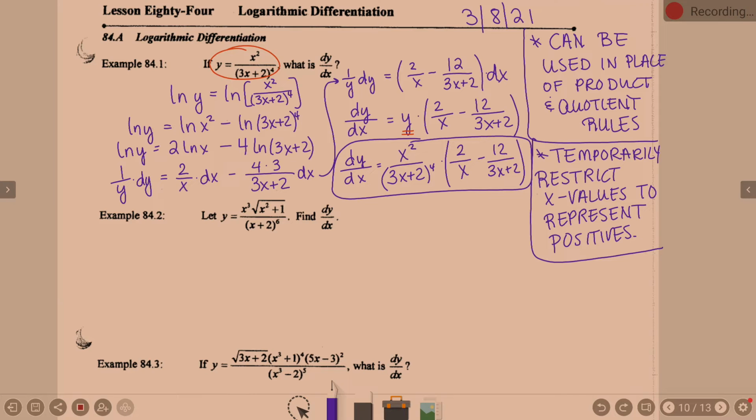Okay, we ready to try example 2? Do we remember the first step? Take the natural log of both sides. So I'm going to rewrite this as the natural log of y equals the natural log of x cubed square root of x squared plus 1 over x plus 2 to the 6th.